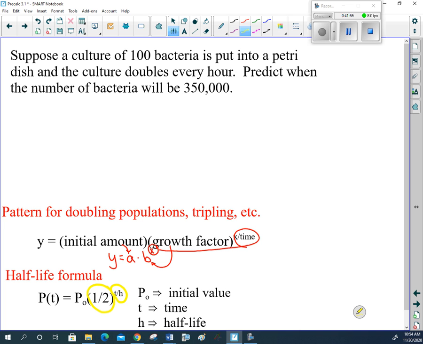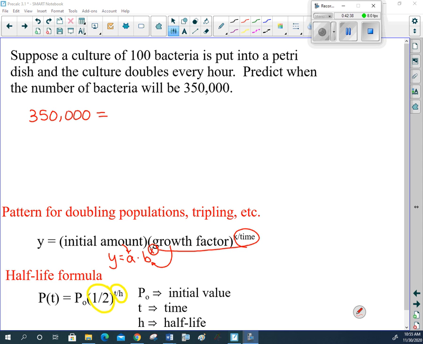It says, suppose a culture of 100 bacteria is put into a petri dish and the culture doubles every hour. Predict when the number of bacteria will be 350,000 bacteria. So here we go. We're doubling, right? So we want to know when it's going to reach 350,000. That's what we're after. And it's doubling every hour.